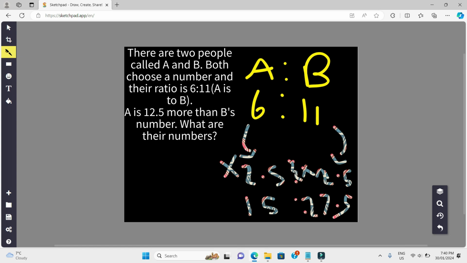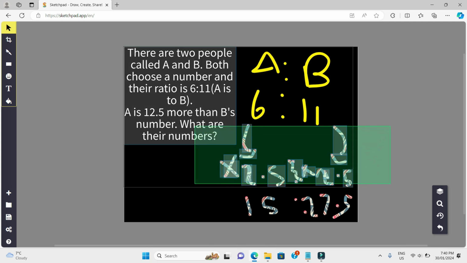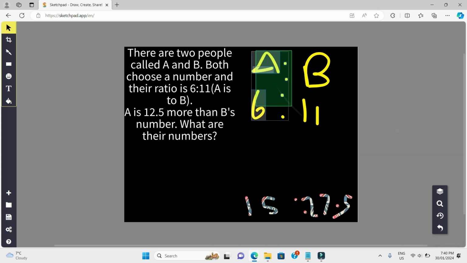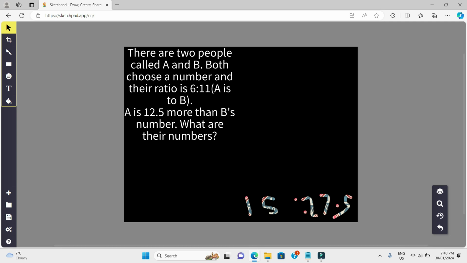And what did I get? Now this is the thing. We got A is 15 and B is 27.5. Yeah, finished. But here's where I have to really tell you that there's a trick. What's the trick? I can see this is correct because their difference is 12.5 and the ratio is 6 is to 11, which is good, right? But as I said, that's a trick.